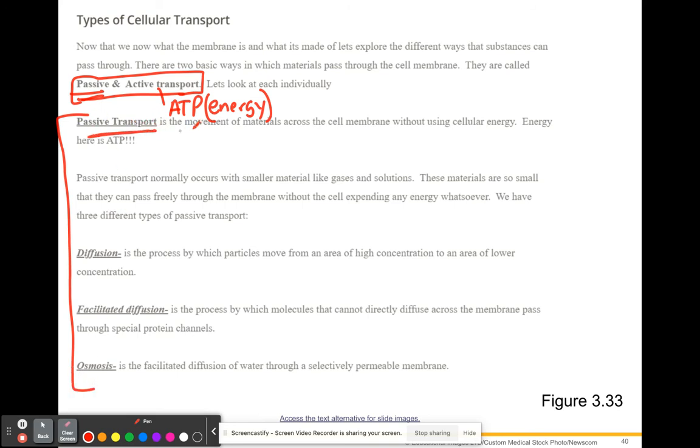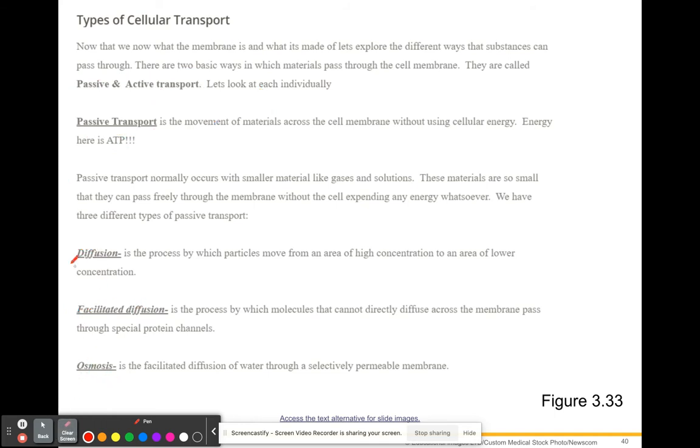Passive transport is the movement of materials across a membrane without using cellular energy or ATP. You can have three types of passive transport, and we're going to talk about each one of these individually. You can have diffusion, facilitated diffusion, or osmosis.